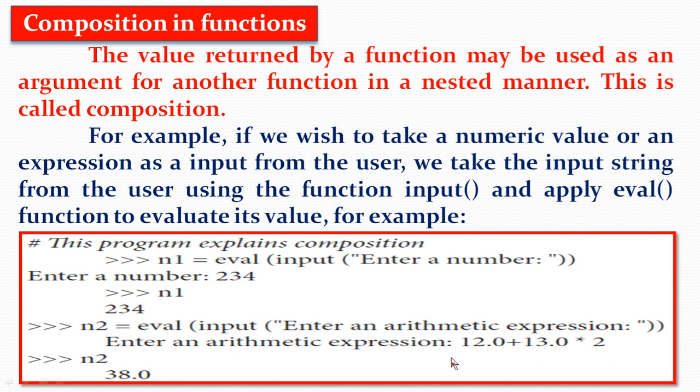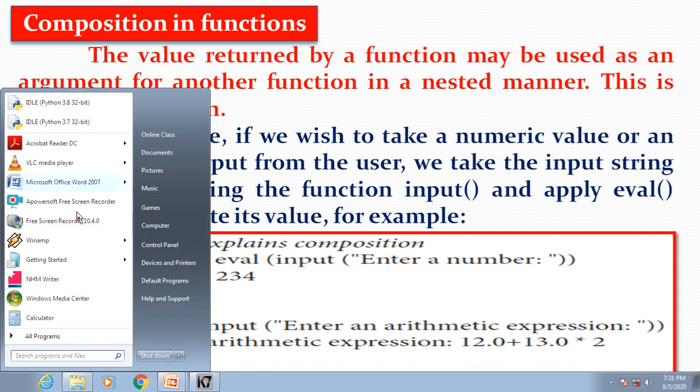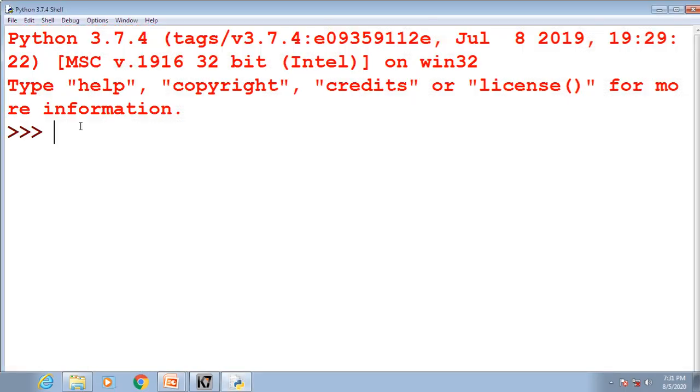We give any arithmetic expression, 12.0 plus 13.0 asterisk 2, given by the user. The return value of the input function is passed to the eval function. So the eval function gets this input value. EVAL and input are in a nested manner. This setup is called composition in functions. That is the result, 38. We are going to see this using the IDLE window very clearly.